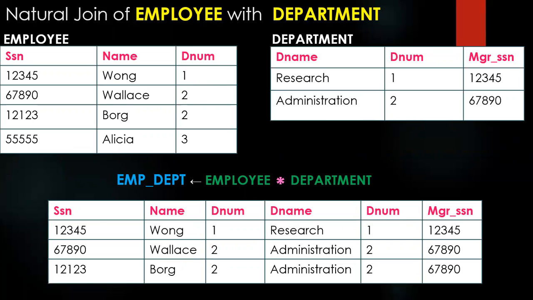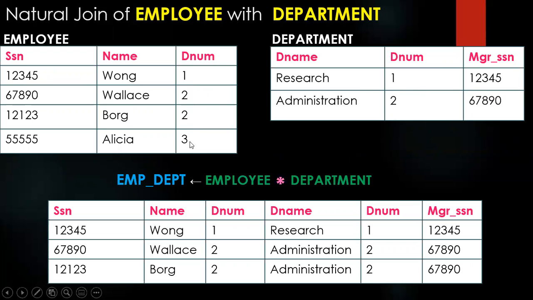Naturally it will make use of equal. It will equalize the DNUM of one table with another table. So compare 1 and 1. 1 and 1 is equal, so this tuple will be selected. So 1, 2, 3, 4, 5. 1 research, 1, 2, 3, 4, 5 will be selected.